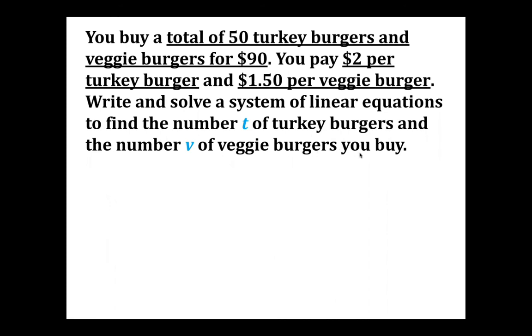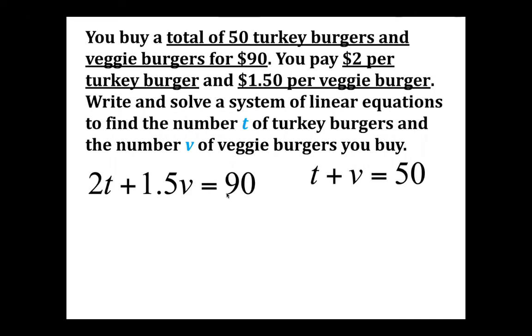Our first equation could just be about how many burgers we bought. So we could do number of turkey burgers, t, plus v, which is veggie burgers, equals the total number of burgers that we bought, which is 50.